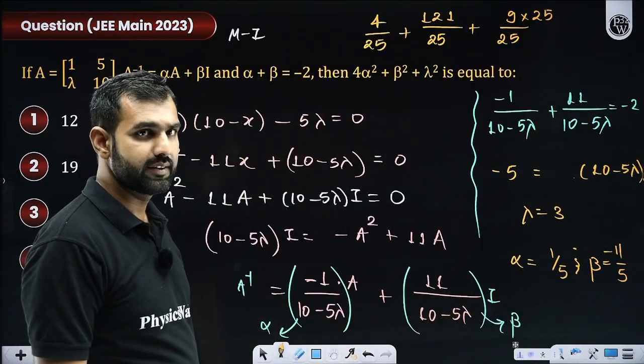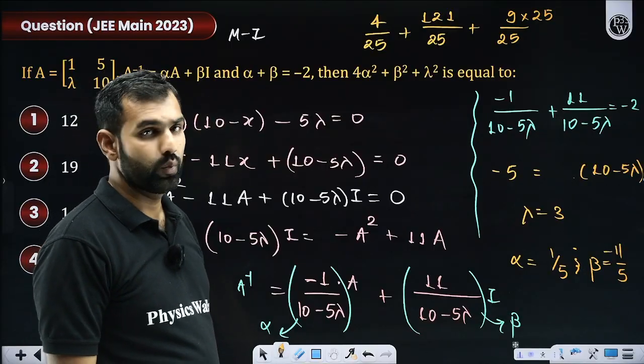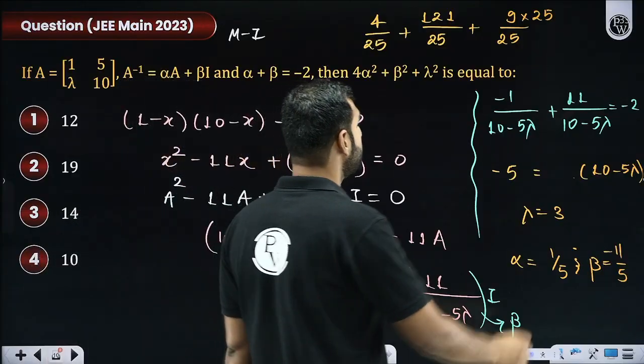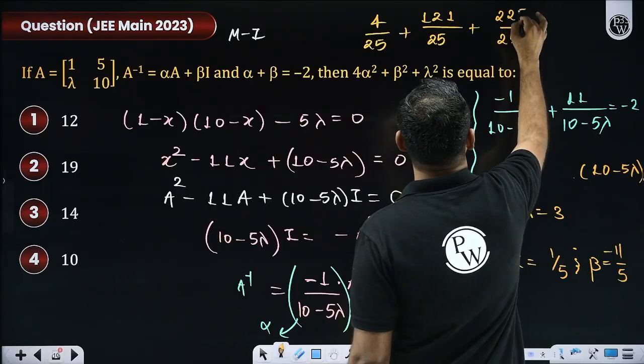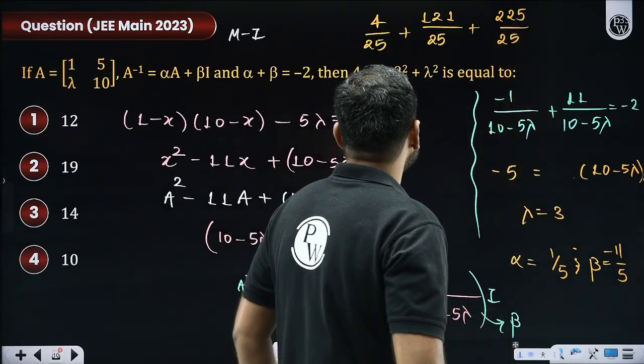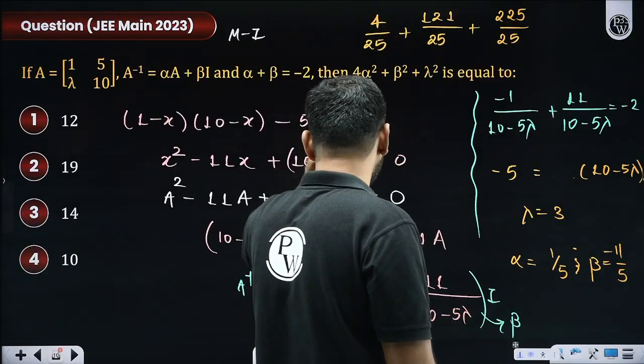And 9 times of 25 is what? Lambda is 3. Yes, lambda is 3. I hope I have taken the correct value. So 25 into 9 is what? 250 minus 25. That is 225. So this I write as 225. Everybody getting that? So this leaves me with what? 121 plus 4 is 125.